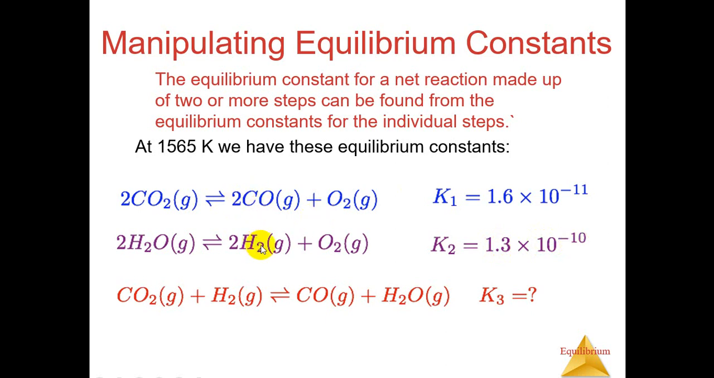When you put these two chemical reactions together, then this is what we are going to get. You will get a single reaction, and the equilibrium constant of it is the equilibrium constant of the first one, K1, plus K2. So 1.6 times 10 to the power minus 11 plus 1.3 times 10 to the power minus 10 will give us K3. So you get K3 by adding K1 to K2.